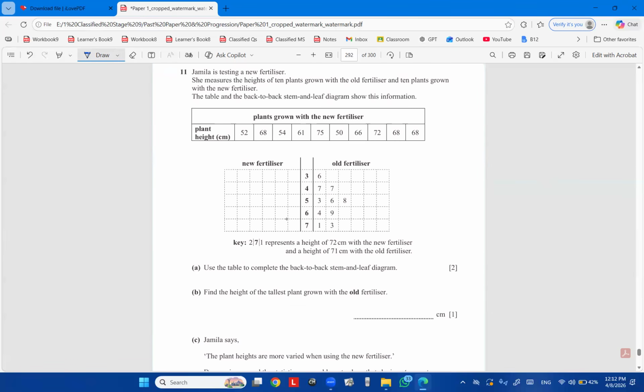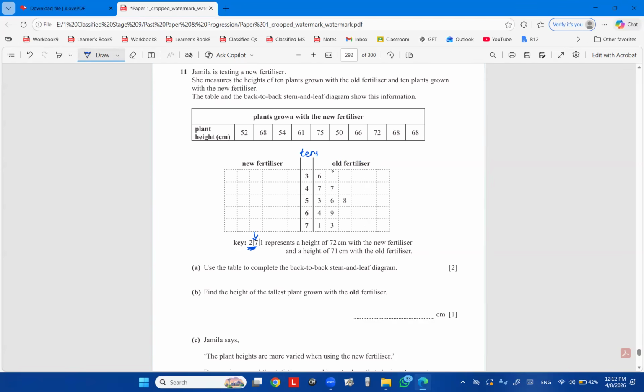They want you to complete the stem and leaf diagram. Here we have, with the 3, they told you already the key. The key is that this one is the tens. So they're telling you it represents a height of 72. So here, this is 2, and this is 7. For the new fertilizer, you're going to find that this is actually 72. So they're telling you that the stem is the tens. This is from the key.